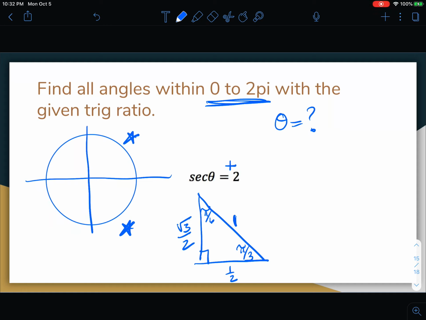Okay, we want to know which angle, if I take the secant of it, will I get 2. So now cosine is adjacent over hypotenuse. We want hypotenuse over adjacent. And hopefully you can see 1 divided by 1/2 will actually be 2. So this is the angle that is our reference angle. Just to show this, secant of pi over 3 is 1 over 1/2, which is the same as 1 times 2, which is 2. So this checks out, okay?